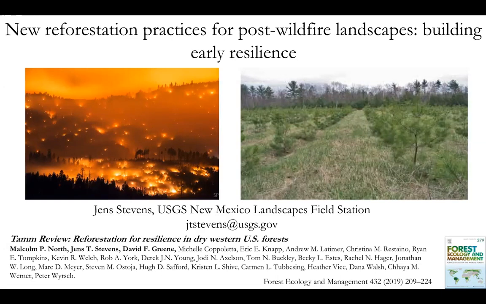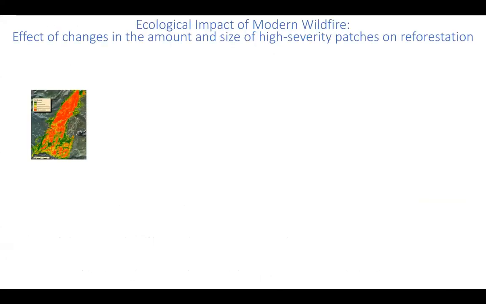The title of the paper, and really the focus of what I'd like to talk about today, is Reforestation for Resilience in Dry Western US Forests. And as the title of the talk suggests, what we're hoping to focus on is building early resistance through the way that we plant after disturbance. The motivation for this largely comes out of what we're increasingly seeing as the ecological impacts of modern wildfire, and specifically changes in the amount and size of high severity patches that require reforestation.